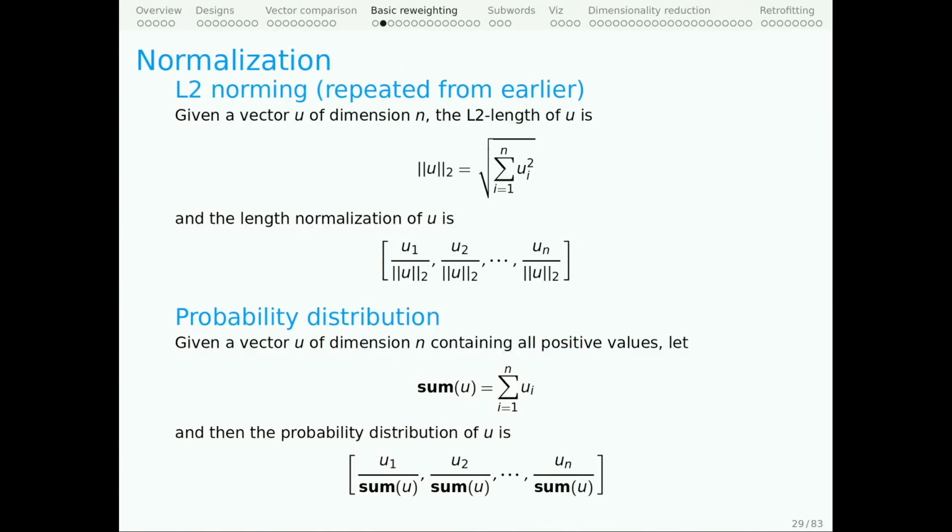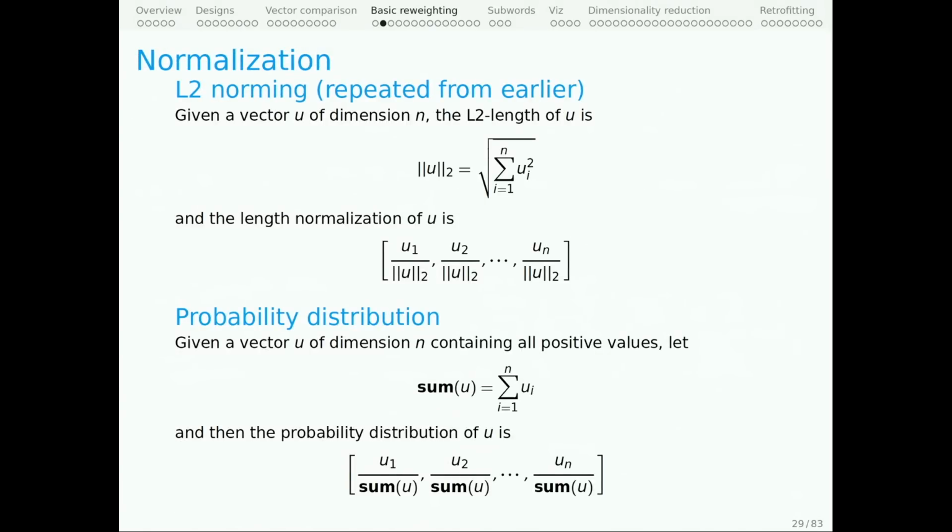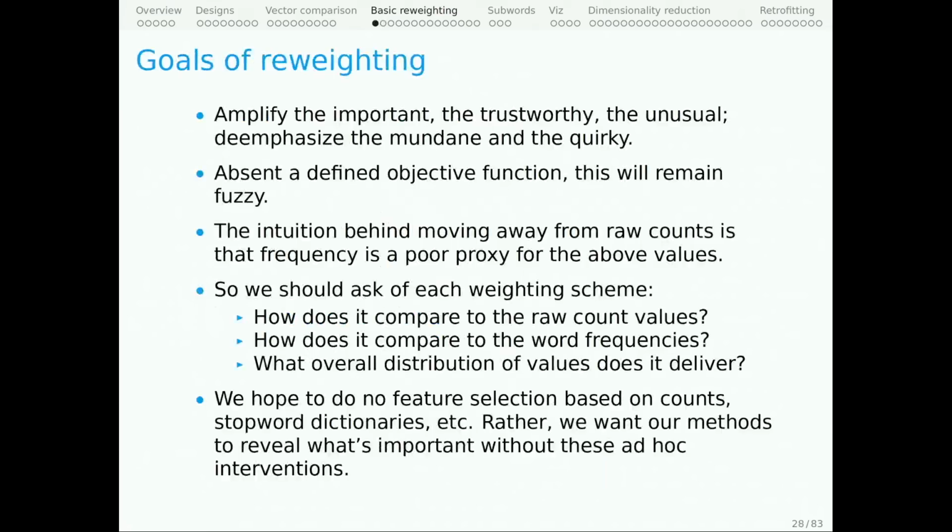Oh, this is a good way to connect with the question you just asked. So the most basic kind of reweighting that we could do would be normalization. And you've already seen two ways of doing that before. L2 norming, dividing all the values in the row by its L2 length. And probability distribution, which just divides all the values in the row by the sum of those values. That makes sense, right? But it is a reweighting scheme. And you can already think about how it's going to be relevant here. You're going to lose a lot of frequency information and gain a really rich picture of how things proportionally differ from each other.